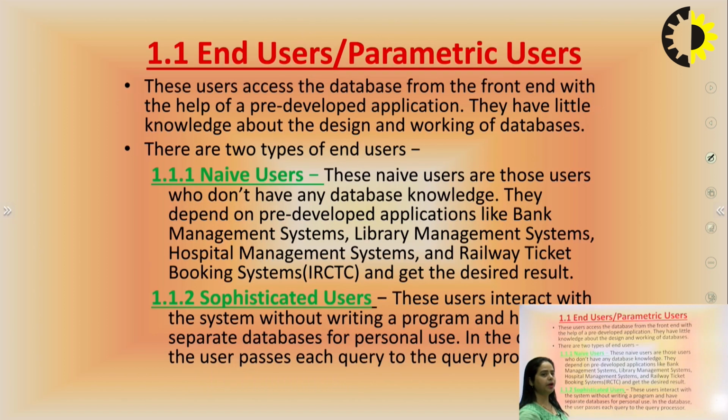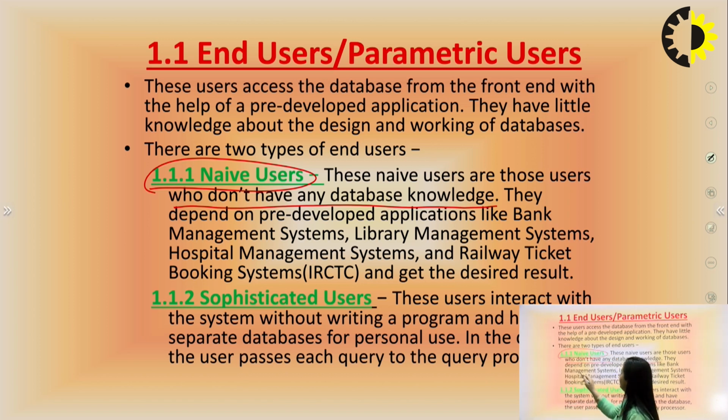Let's discuss them one by one. First is your end user or parametric user. End user or parametric user is also of 6 types. First, your naive user. These are users who do not have any database knowledge. They really do not have any practical or technical knowledge about the database management system. They depend on pre-developed applications like bank management system. They just use an interface to use their DBMS, like library management system, hospital management system, and railway ticket, IRCTC.